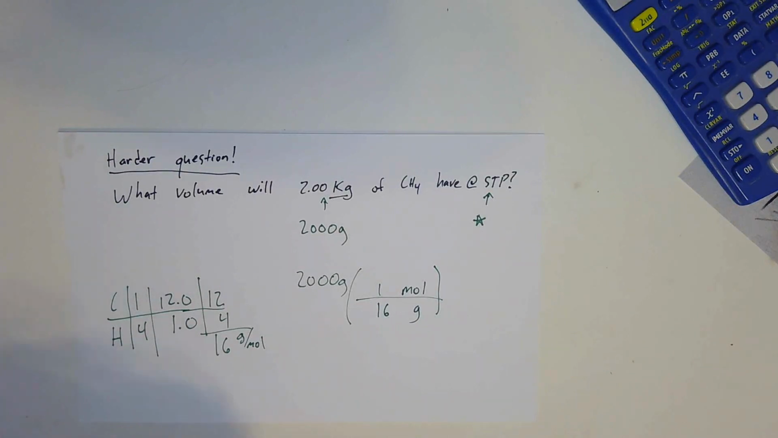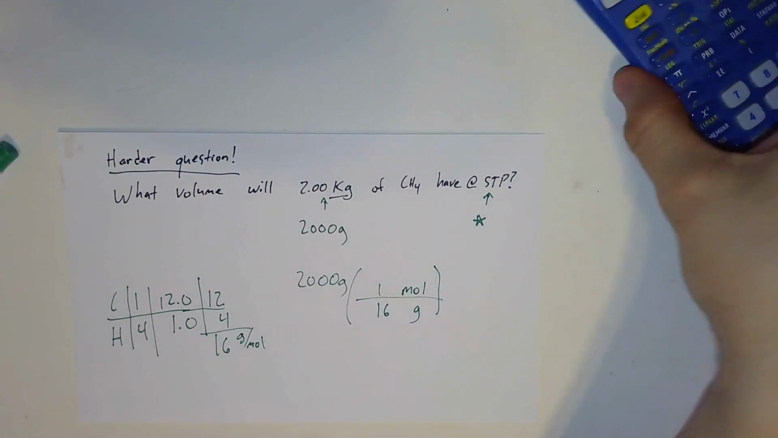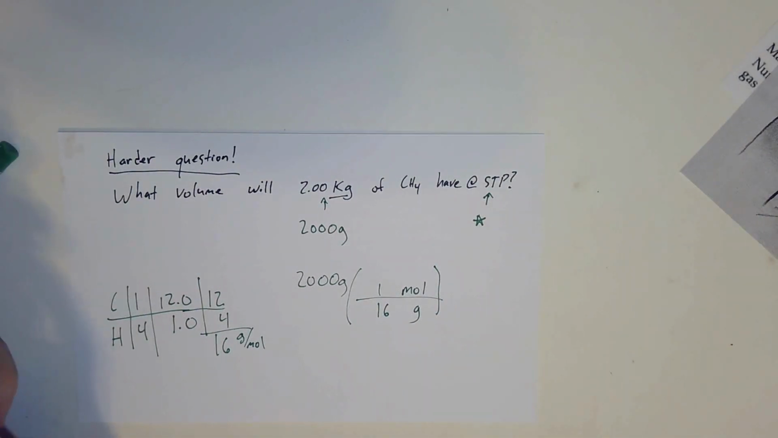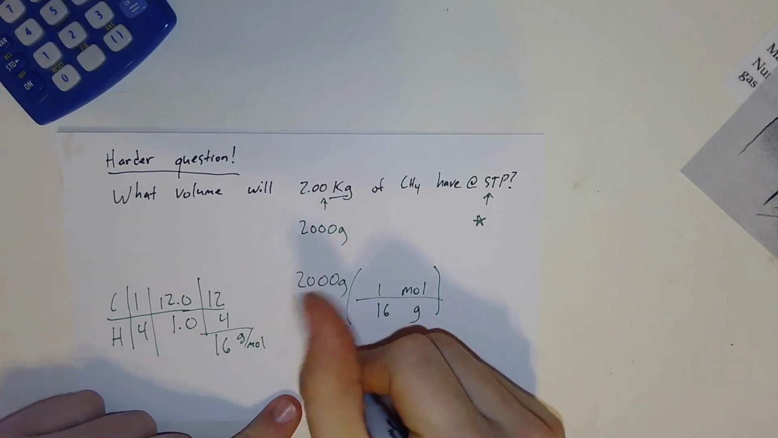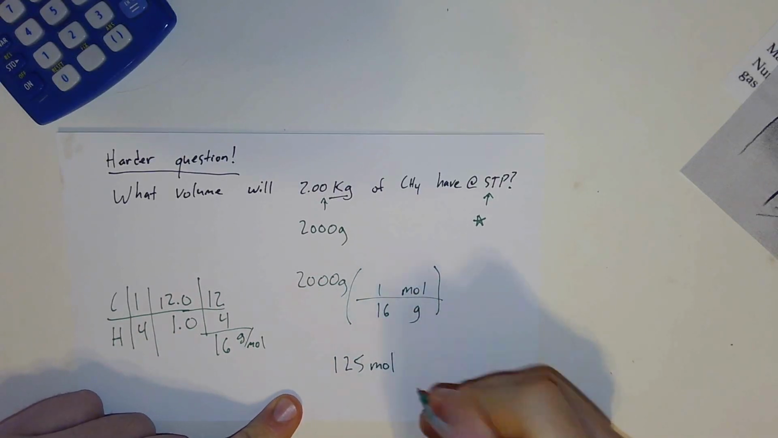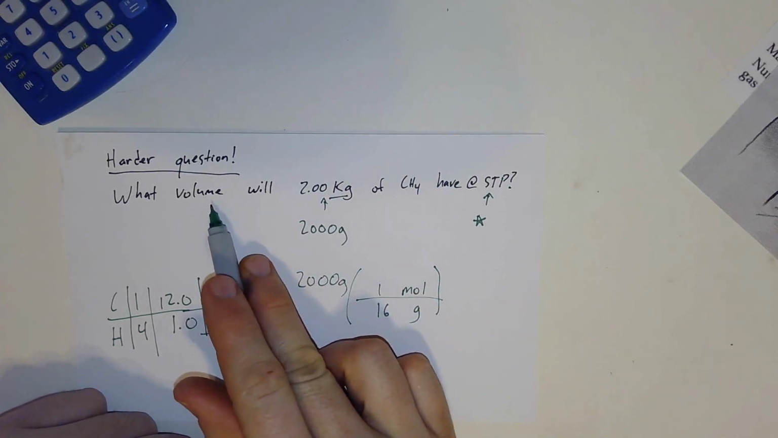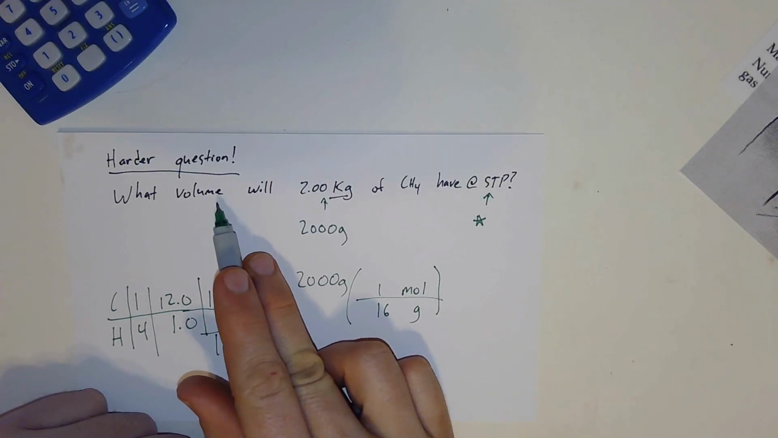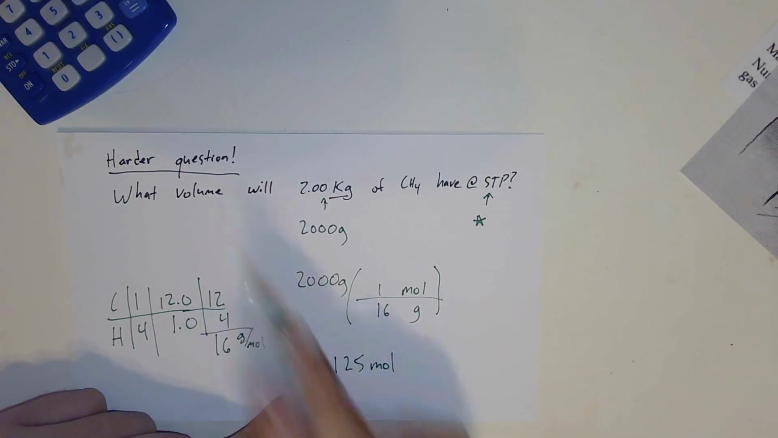And it looks really familiar because it is. It's just what we've been doing all year long. Find the number of moles with some quick division. And apparently, I have 125 moles. But that's not what I asked. I asked about volume. Will volume be measured in liters, atmospheres, or Kelvin?